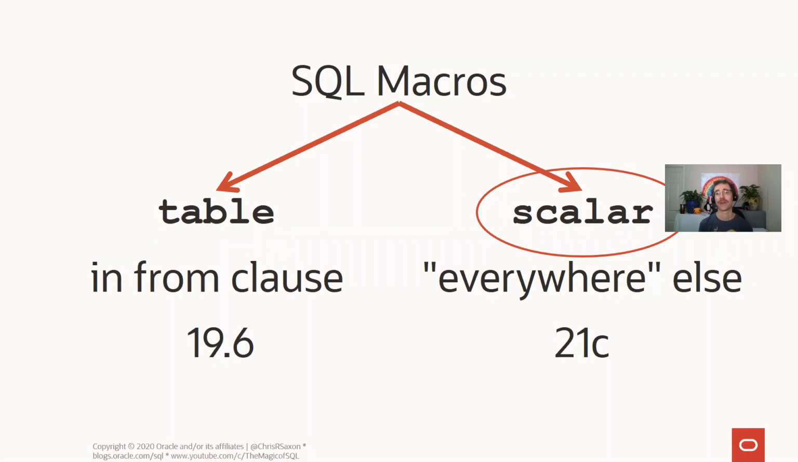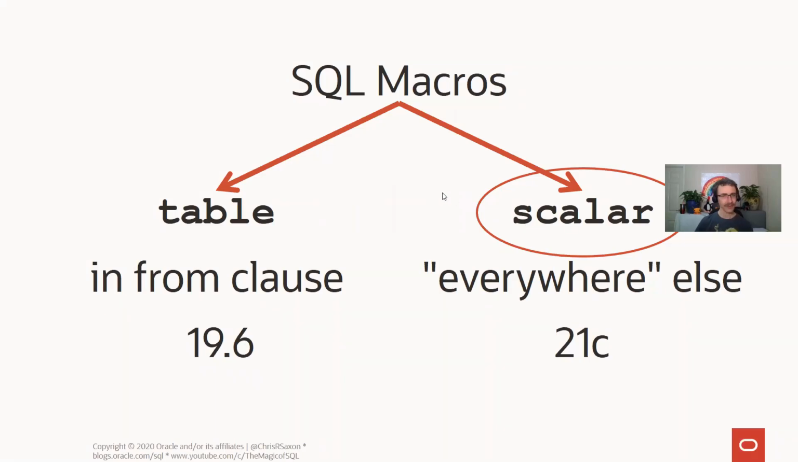Scalar macros are only in 21c, so they are not being backported. I've talked quite a bit about table macros in the past. I'm going to talk about scalar macros because they're the new feature, and there are a few interesting things worth covering on those. So how do we write them?